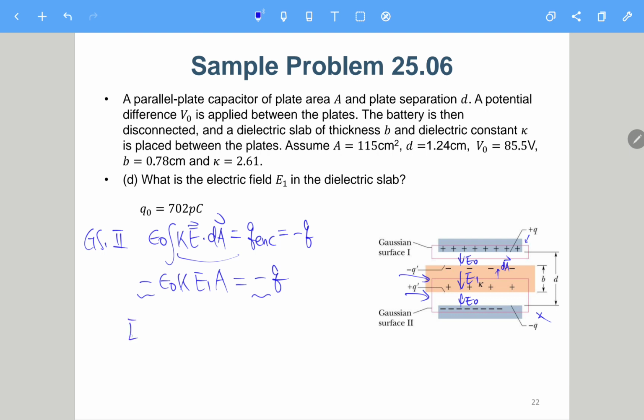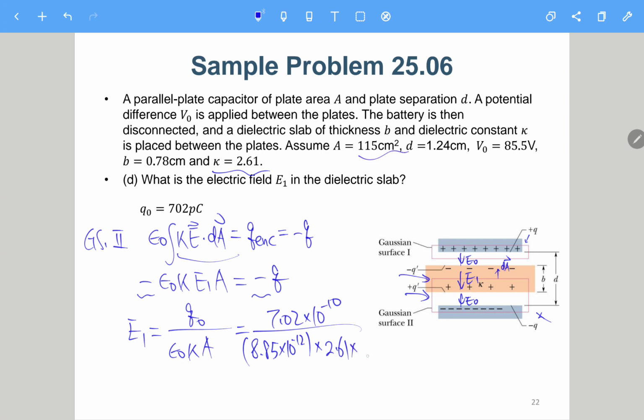So here we have E1 equal to Q0 over epsilon naught kappa A. It's 702 times 10 to minus 12 over 8.85 times 10 to minus 12, times kappa, where kappa is 2.61, and then times A, still this A, 115 times 10 to the negative 4. So this number is smaller by this factor.